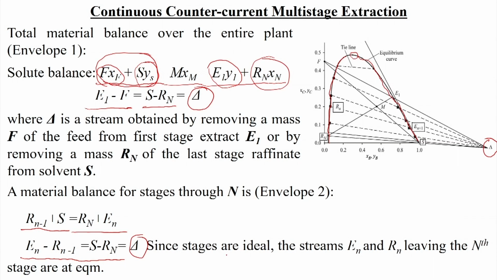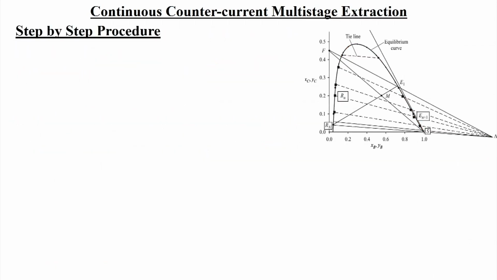Since the stages are ideal, the streams En and Rn leaving the nth stage are in equilibrium. So, we are assuming that all the stages attain equilibrium before leaving the extraction unit. Okay. So, we will start this step by step calculation procedure for the multi-stage counter current extraction unit. This is very simple and easy to understand.